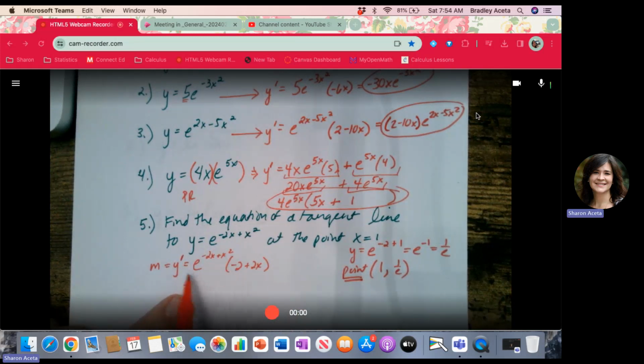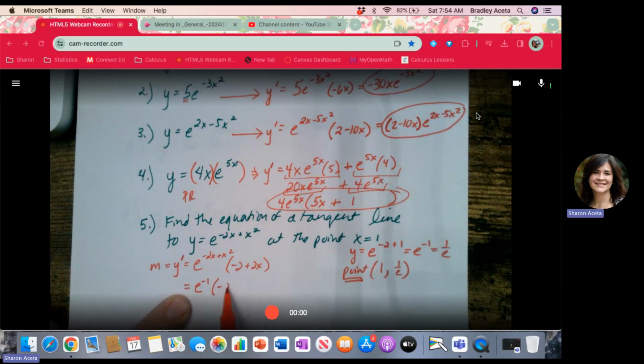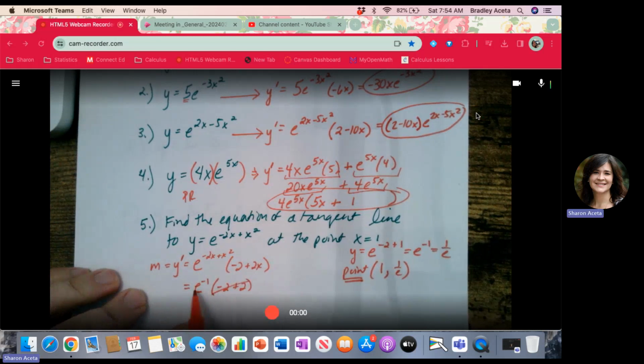Well, we already plugged 1 into here. We just did it over here. So this would be e to the negative 1, if you remember. It's just right there. And then we're going to multiply that by negative 2 plus 2 times 1. Oh, well, what's that? That makes 0. So 0 times anything is 0. So your slope is 0.